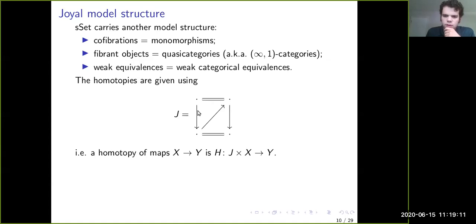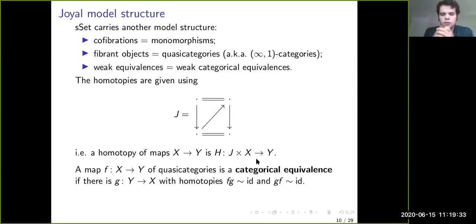So the idea here is that these two simplices witness this diagonal edge having a right inverse and a left inverse. So then a homotopy of maps from x to y would be a map from this object J times x into y.